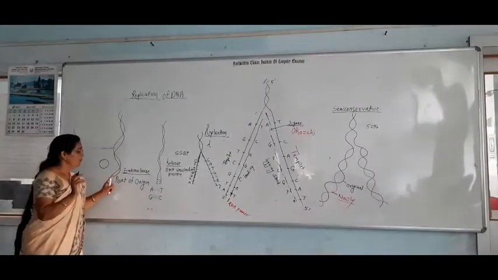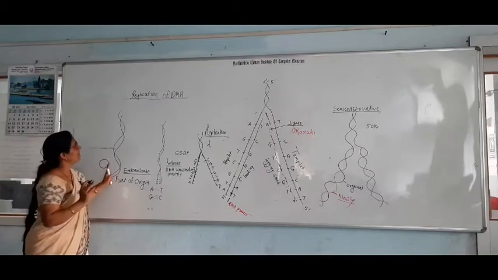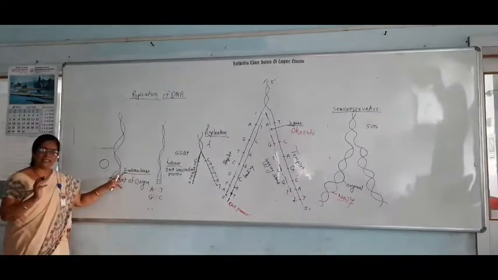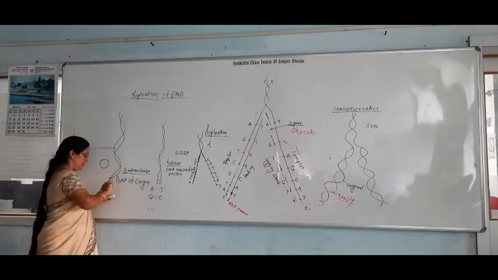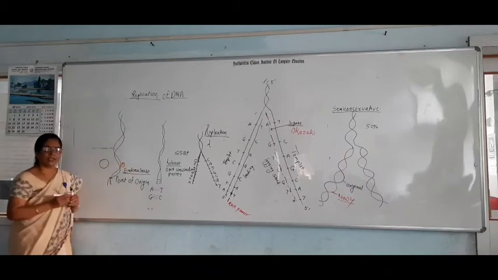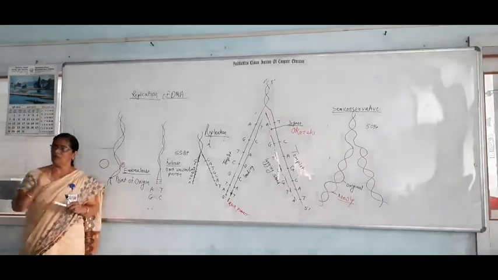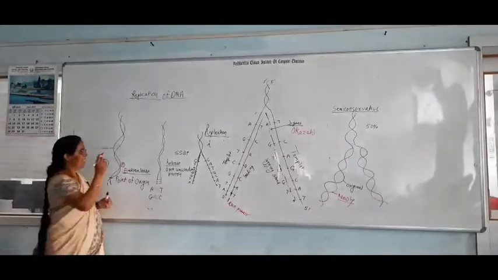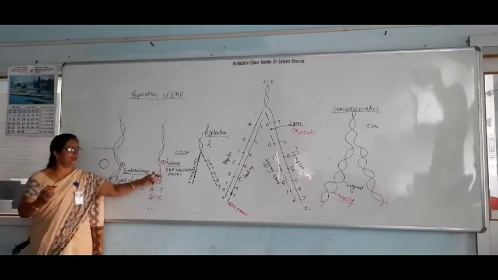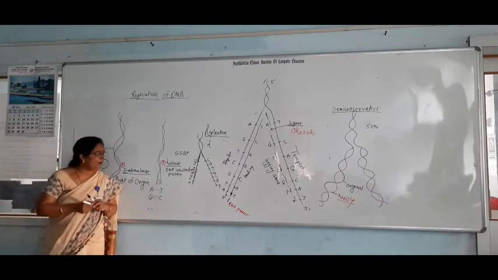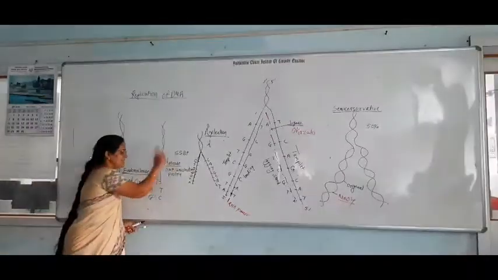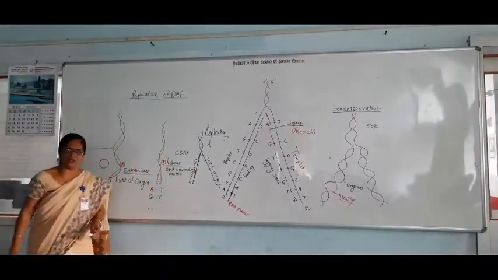Then, which enzymes are used for this replication of DNA? Endonuclease enzyme is the first enzyme used. What is the function of endonuclease enzyme? To cut the DNA. Which is the other enzyme? Helicase enzyme or the DNA unwinding protein. It is useful to unwind the DNA.